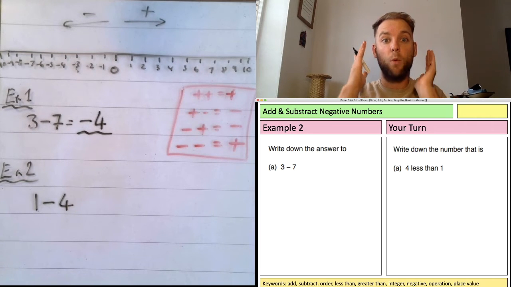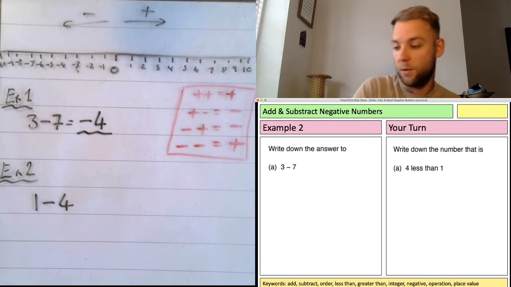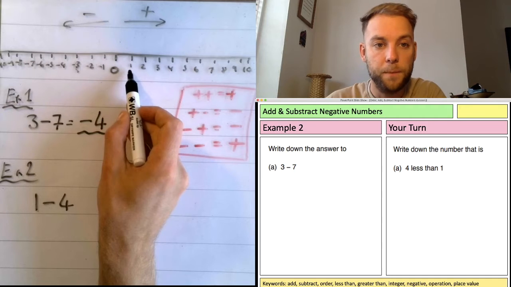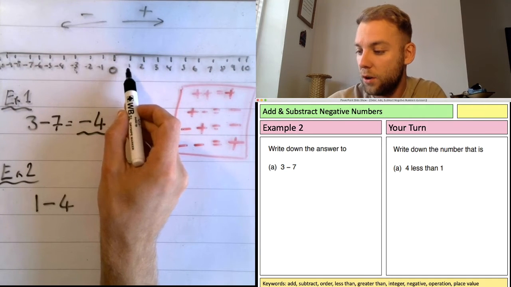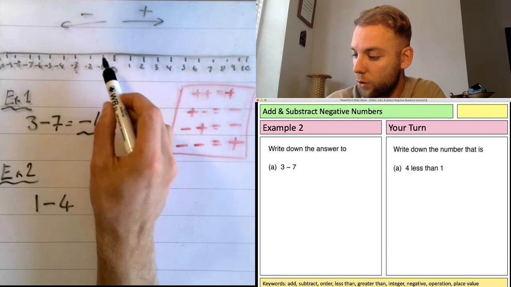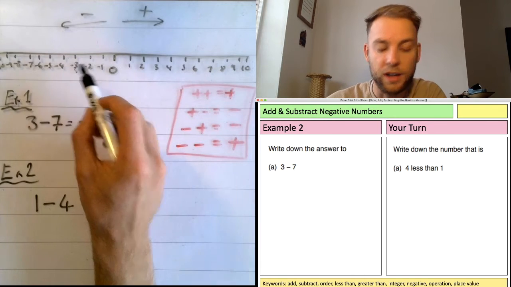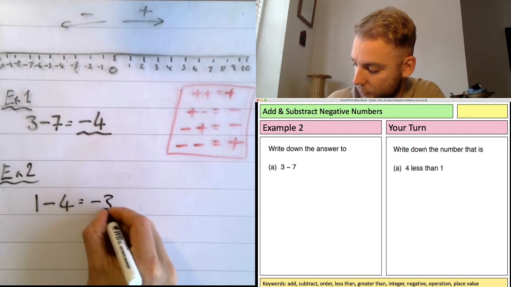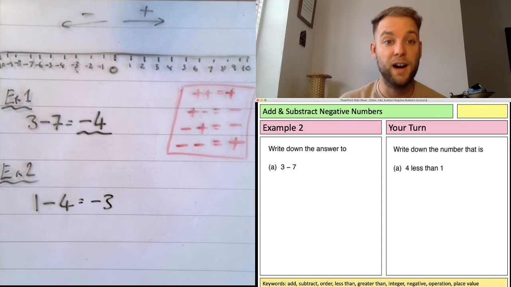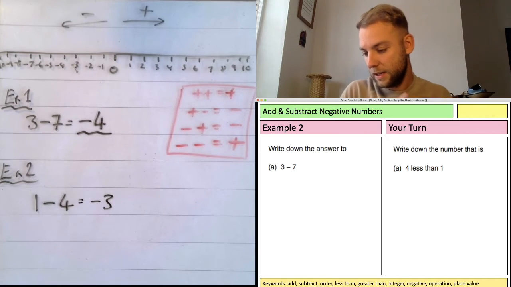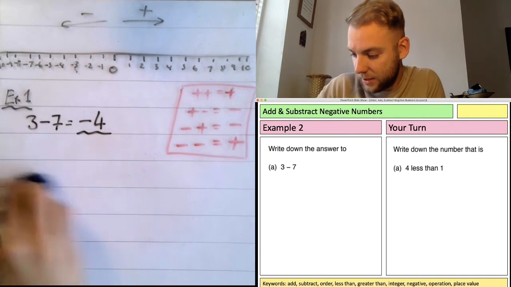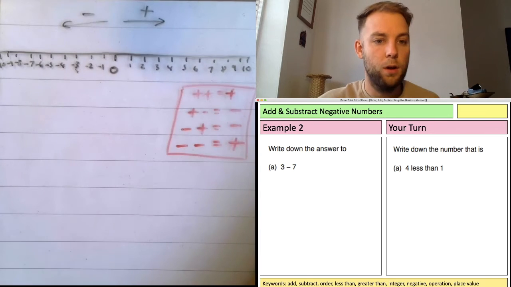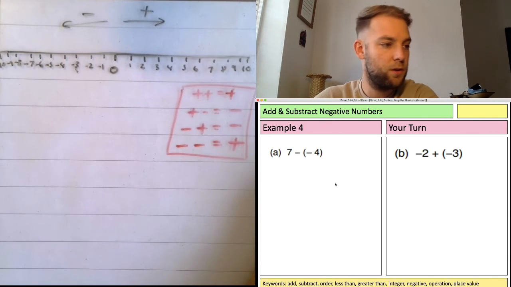So again, it's about where am I starting and what am I doing? Well, I'm starting at 1. I'm subtracting 4, which means I'm going left 4. So 1, 2, 3, 4, which gives me negative 3. Brilliant. Hopefully you're fine with that. Okay, so there's our first 2 examples. Let's have a go at some more. So let's just check those.